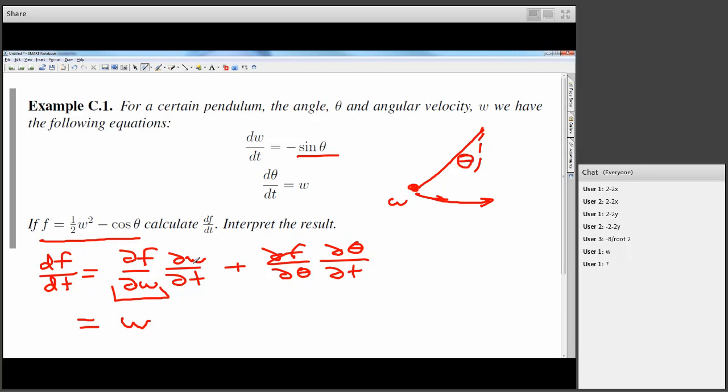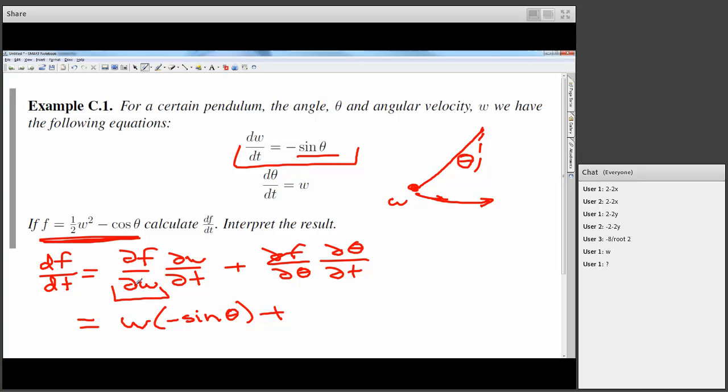What is del omega del t? Well, that's all right, I don't have to work anything out at all. I already have the answer. The answer is up here, and it's minus sine theta. So that's the first term: minus omega sine theta, effectively. Next we have to do del f del theta. So we have to work out the partial derivative of this f term here with respect to theta.